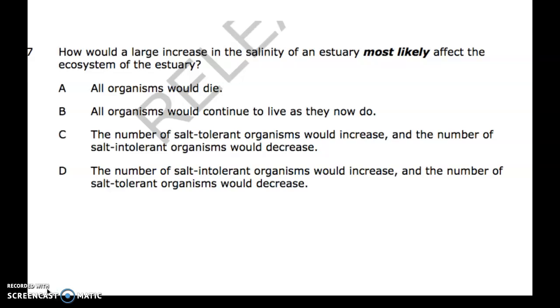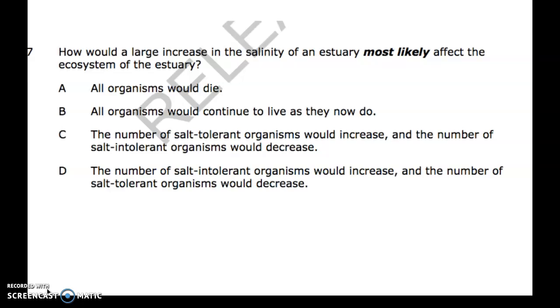Two of these right away we can cross off. We can do our true and false, like if we were taking a multiple choice question, you're supposed to approach each answer like a true or false. So does the answer correctly or incorrectly finish the question? A, you could cross off because not all the organisms would die because estuaries have brackish water, remember? So some organisms are able to live in that salt water because it is salty anyways. B, all organisms would continue to live as they do now. That's not true. So we could cross that one off as well.